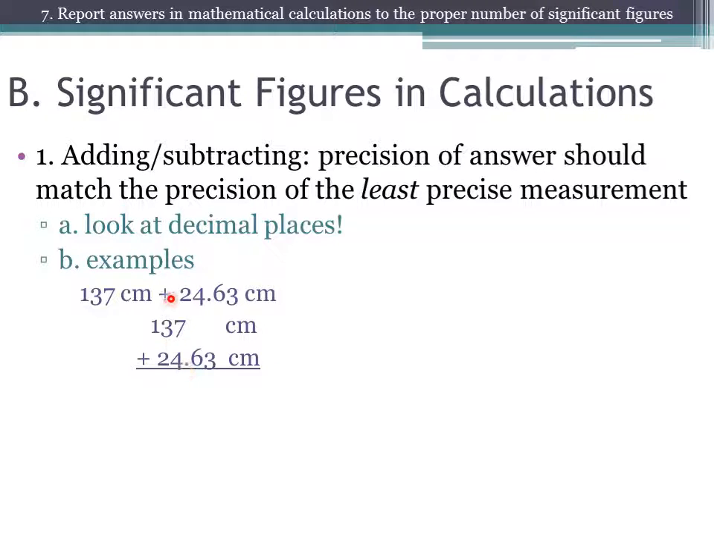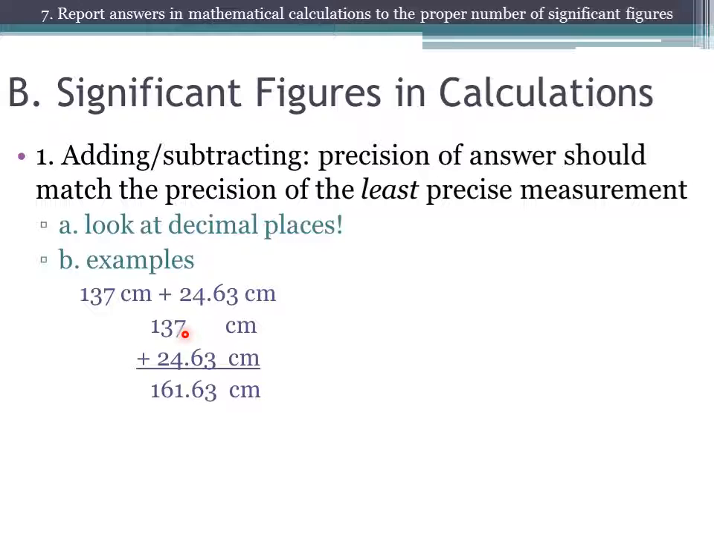So notice I have the ones place lined up, the tens place, the hundreds, and if I had had tens and hundreds in the first measurement, they'd be lined up as well. Your calculator is going to tell you 161.63 centimeters. But here's the thing. It makes no sense for us to report this as our answer if this first measurement, 137 centimeters, only goes to the ones place.